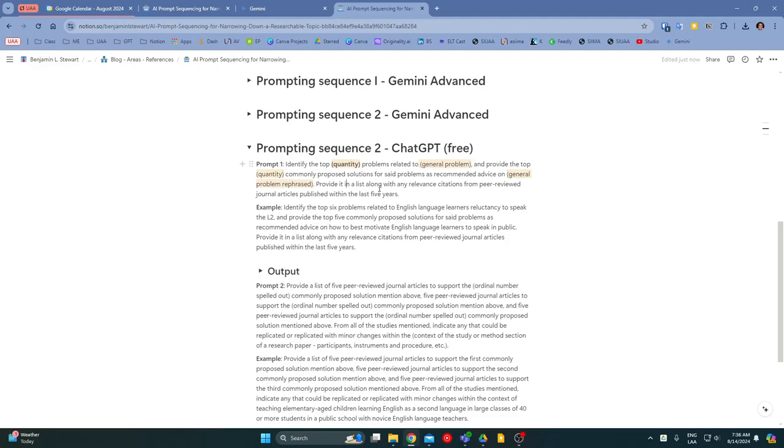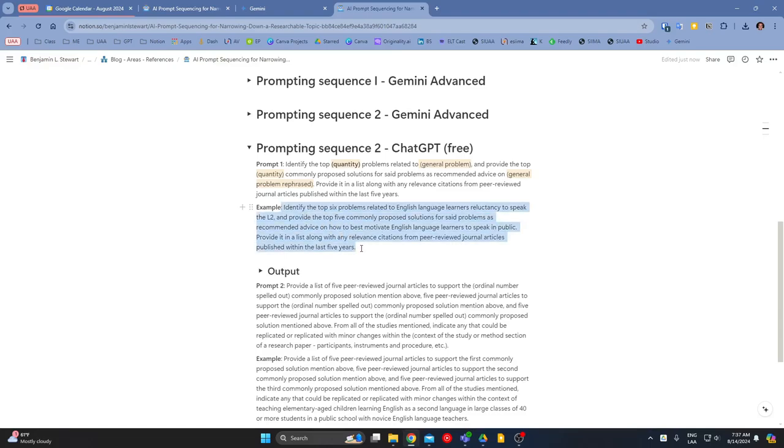So I've incorporated both the problem and solution within this prompt to see what kind of output I can get. And I have also included here rephrasing the general problem. So you're going to state the problem once here and then restate it here. And this just helps provide context around the problem that you're considering for your own research. So in this case, I continue to provide it in a list. So I want to see a list of the problems and the solutions. And also, I am looking for peer-reviewed journal articles that have been published within the last 5 years.